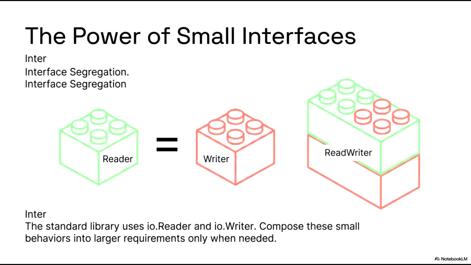When a more complex interaction is necessary, we can seamlessly compose these small behaviors into a combined interface, such as a read writer. This pattern is a hallmark of the Go standard library, which utilizes io.Reader and io.Writer as primitive building blocks. By prioritizing small interfaces and composing them only as needed, we build systems that are more flexible, easier to test, and significantly more maintainable.